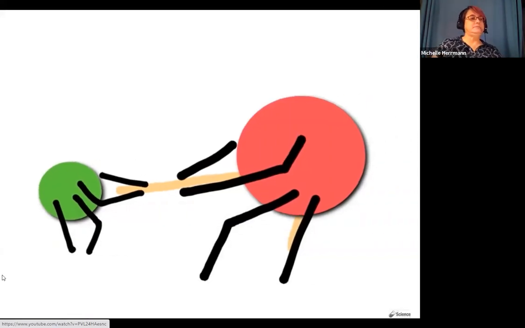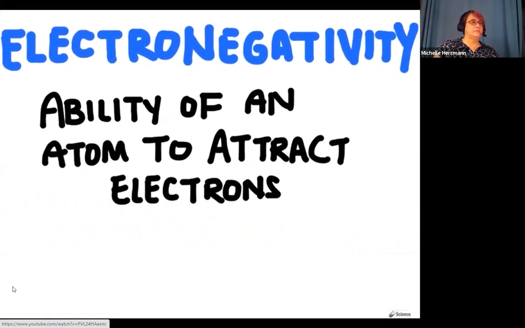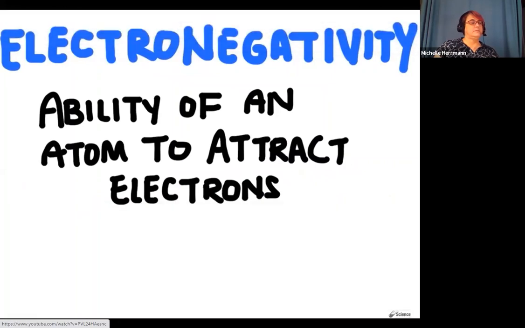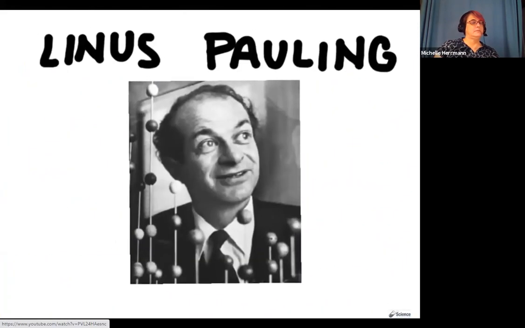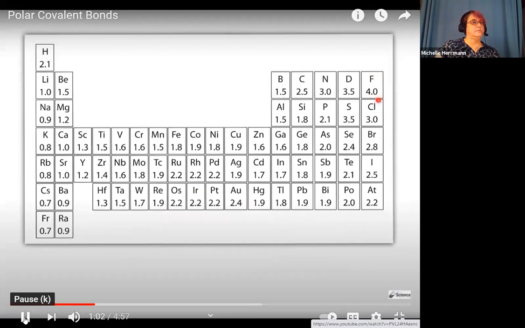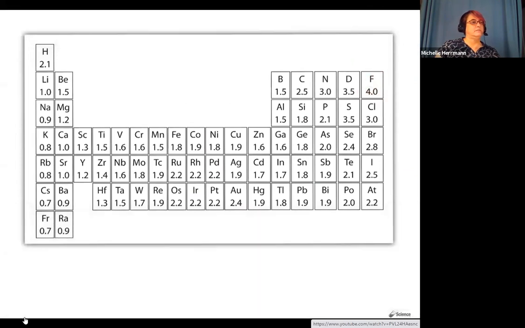Now, the measure of an element's strength is called electronegativity, and electronegativity is the ability of an atom to attract electrons to itself. Linus Pauling was the one who developed this scale of electronegativity, and his scale puts fluorine as the most electronegative element with a value of 4.0.